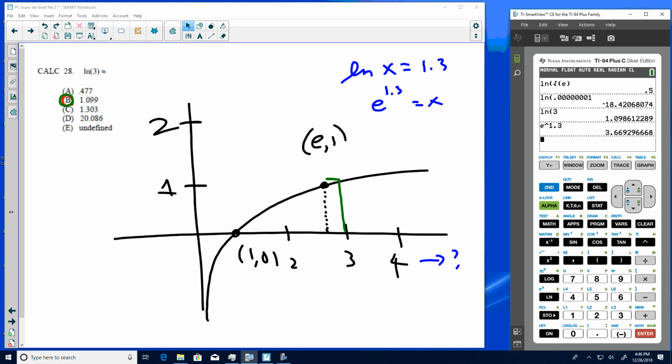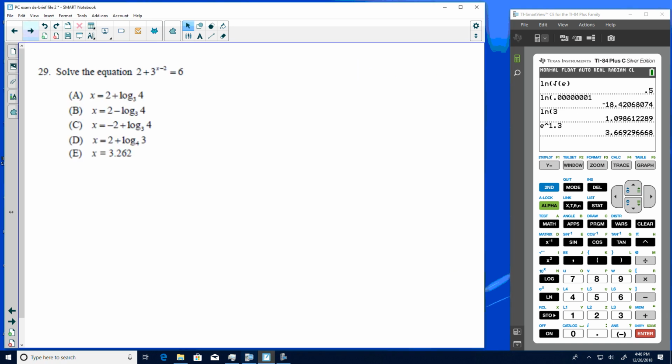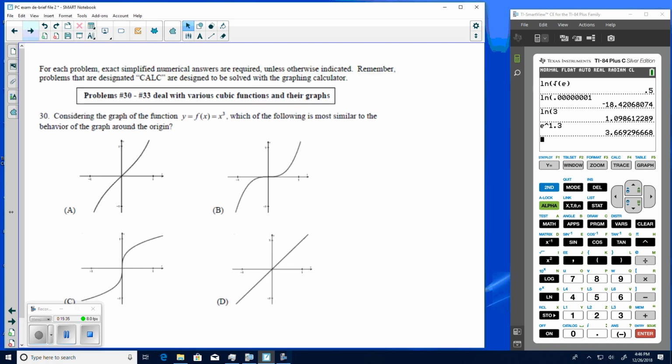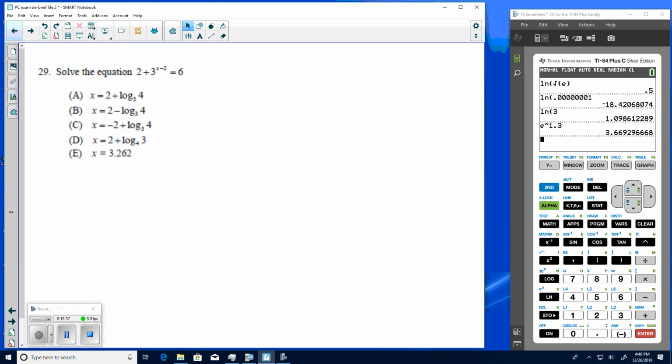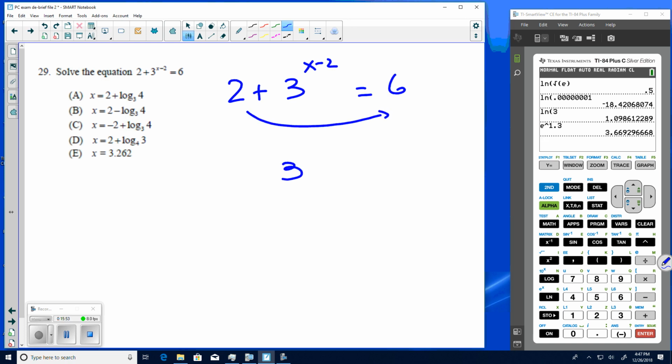Okay, number 29. Solve this equation. Let's see how much time we've got going here. Okay, we'll go up to 29. Yeah, maybe a little bit more, and then we'll stop it. Solve this equation, exactly. So 2 plus 3 to the x minus 2 is equal to 6. Subtract the 2. 3 to the x minus 2 is equal to 4.